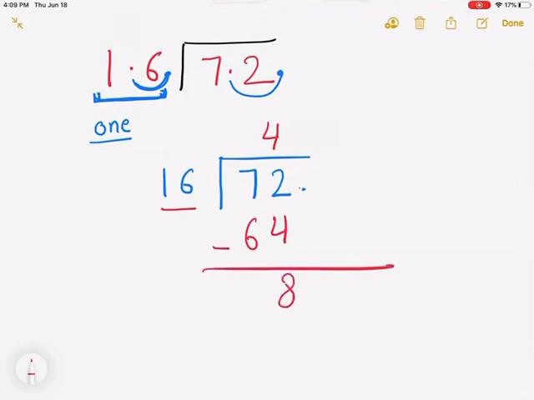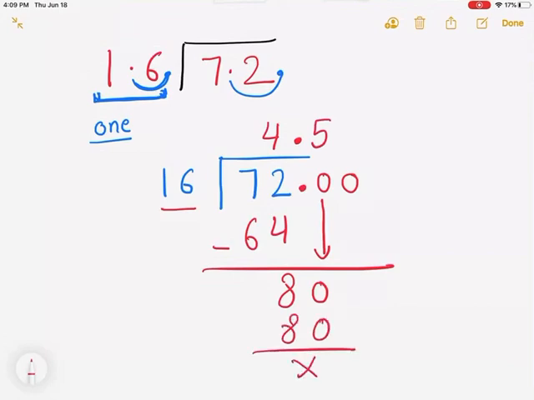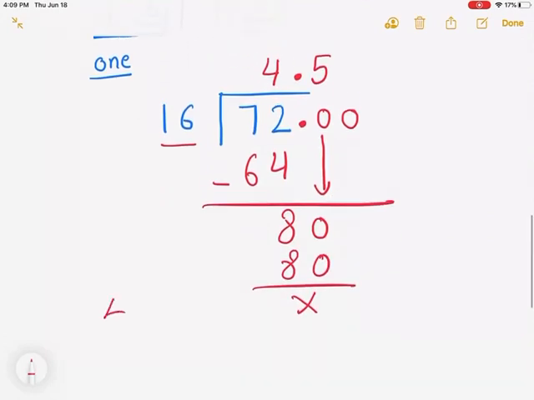Now I carry the decimal and put it straight on top of the line. And I hope you remember, if you put a decimal, you can add any number of zeros after it. So I add a zero and bring it down, and this becomes 80. Let's start over: 16 times what makes 80 or less? It's 5, which is 80, and there's no remainder. So finally your answer is 4.5. This is all.